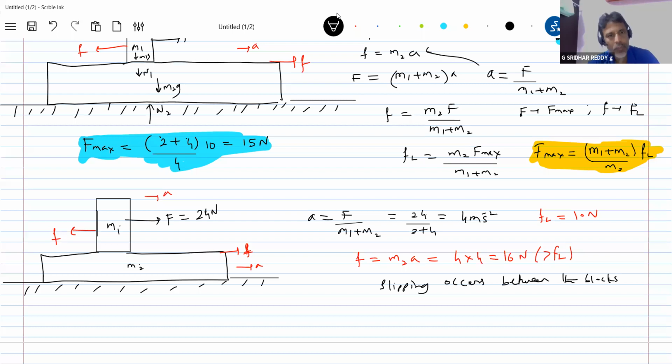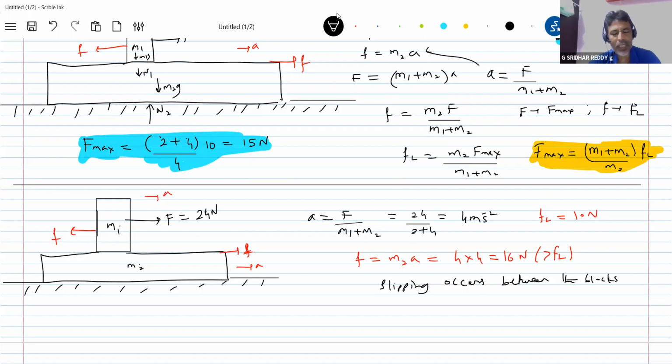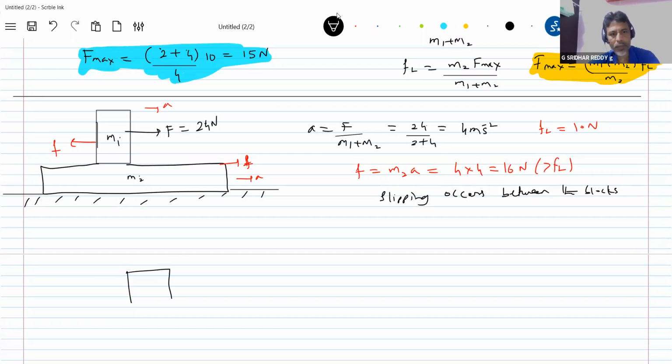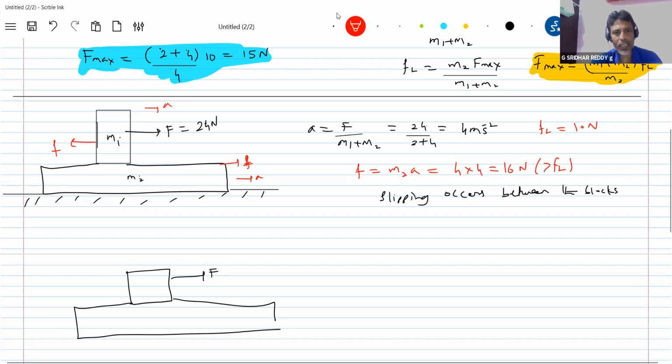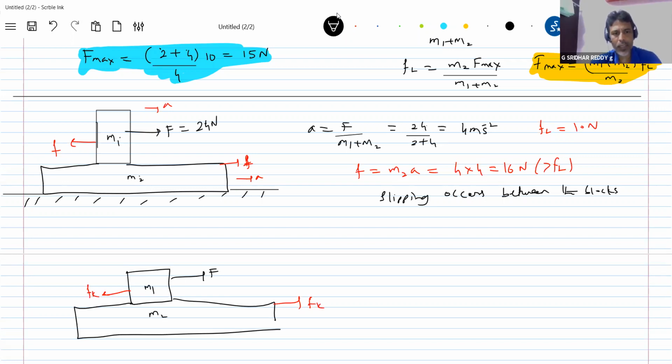But we assumed no slipping occurs, so nothing is wrong. Every problem you can begin like this: assume no slipping, then calculate the friction. If it is greater than limiting, slipping occurs. If it is less than limiting, no slipping occurs. Then we have to change this problem. So what do we have to do? You have to redraw that. With this applied force, the friction acting will be kinetic, Fk. This will be Fk. This will be M1, M2, with acceleration A1 and A2.